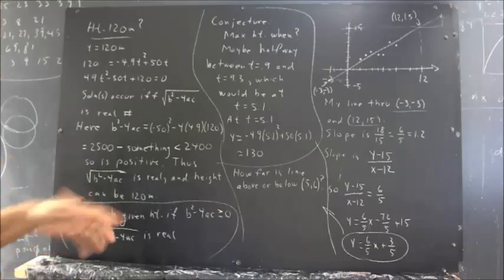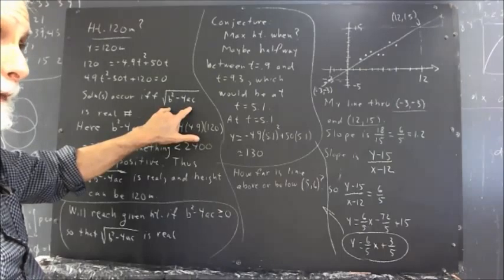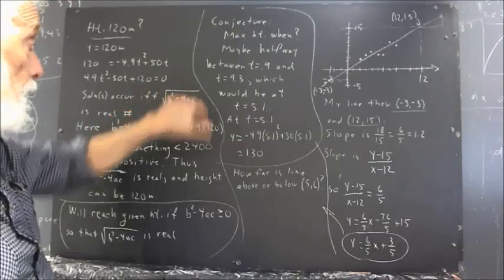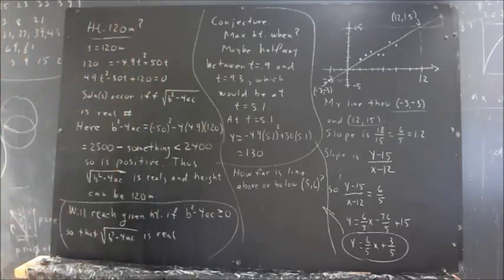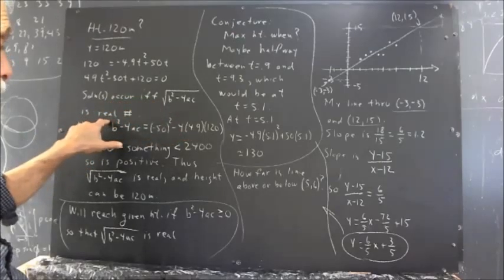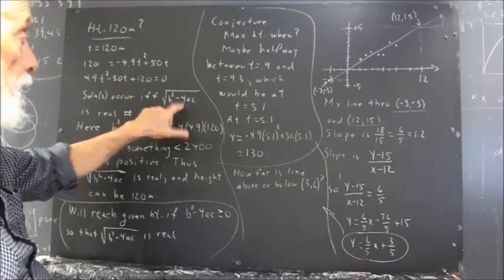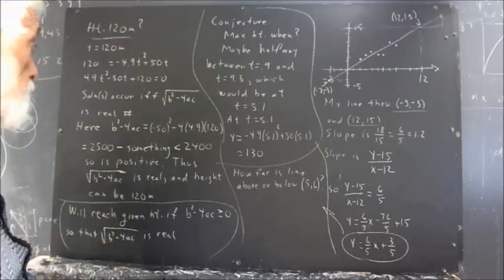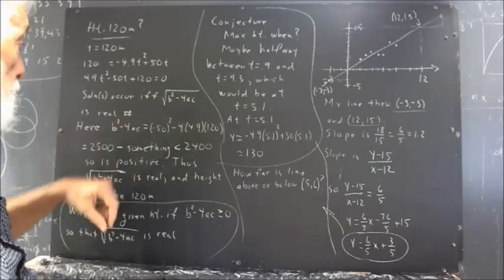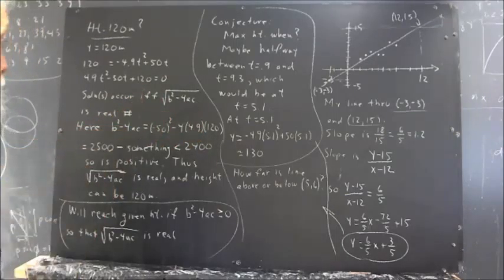Why not? Because this square root of b squared minus 4ac does not always come out a real number. Why is that? Because b squared minus 4ac could be negative, and the square root of a negative is not a real number. So solutions occur if and only if this is a real number. Because if this is a real number, then everything else in the formula works out, and you get two results, or maybe just one result if this happens to be 0. And of course it could be 0, and that would be a real number.